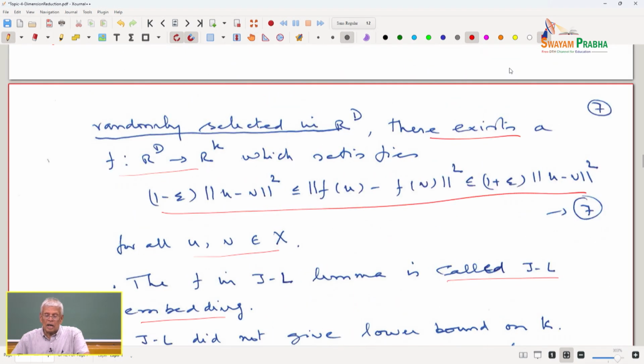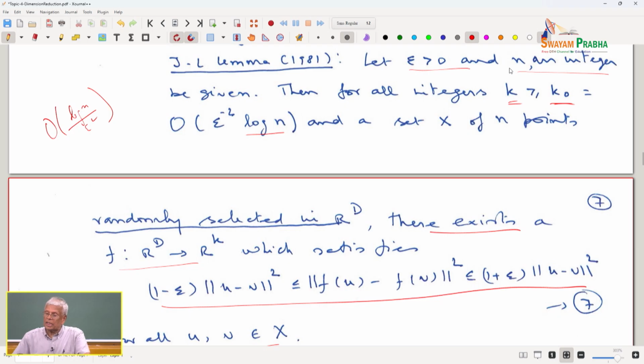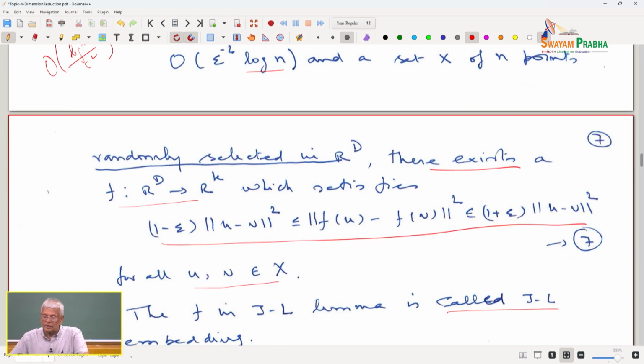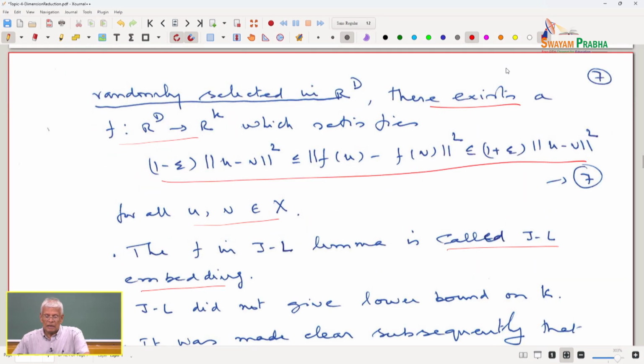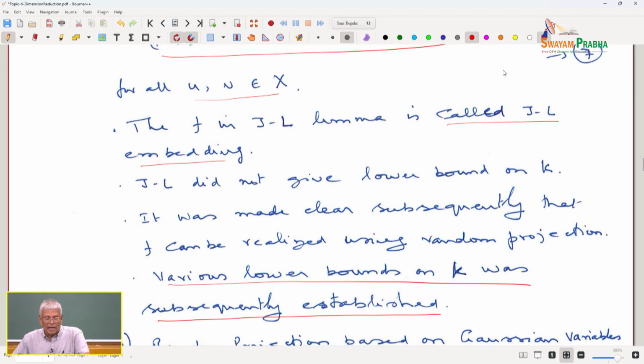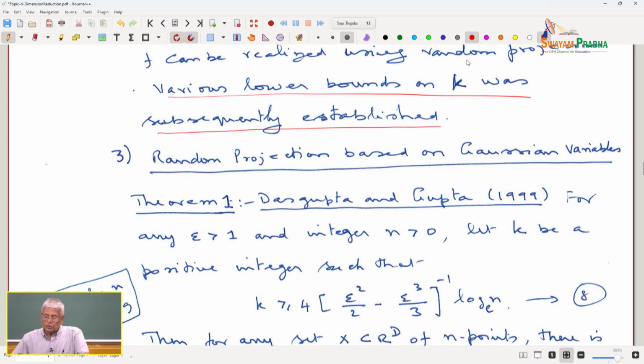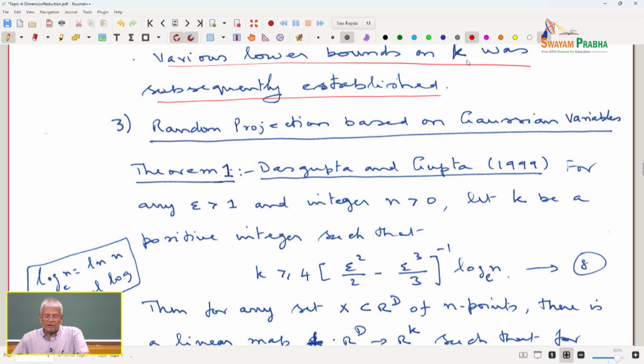And I want to ask you to go back and reread the lemma once again. For epsilon greater than 0 and n an integer given, for all integers k greater than or equal to log n over epsilon square, and a set of n points randomly selected in Rd, there exists a mapping which satisfies this property. So they showed the existence of it. Then in computer science literature, they started giving life to the mapping. So the random projection based on Gaussian random variables is what we are now going to take up for the analysis.